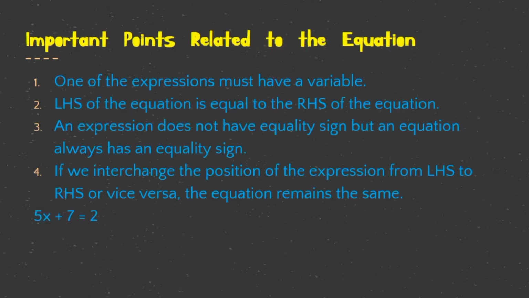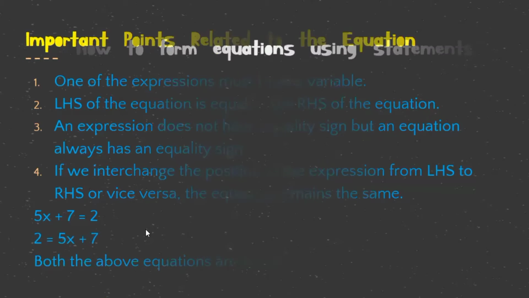For example, you have an equation 5x plus 7 is equal to root 2. Here 5x plus 7 is the left hand side and root 2 is the right hand side. If we transfer root 2 to the left hand side and 5x plus 7 to the right hand side, in this case both equations will be the same. So both above equations are the same.